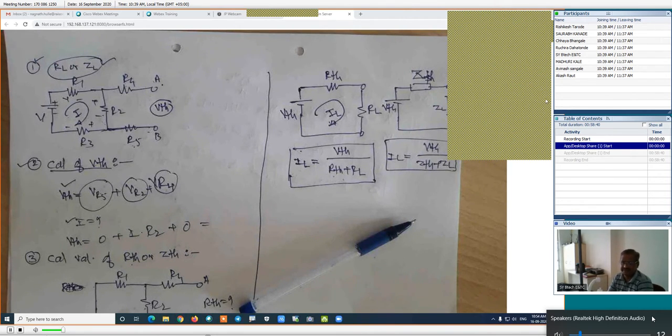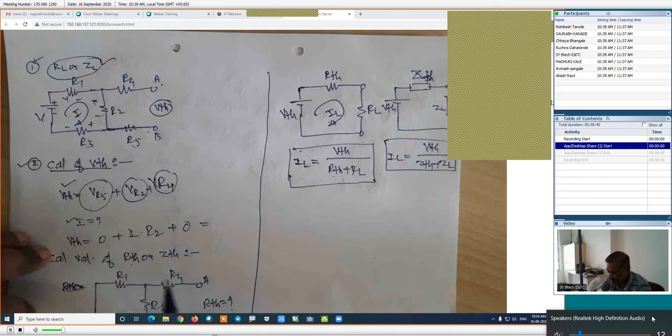Avinash, any difficulty? No, sir. Chaya? Yes, sir. Any difficulty? No, sir. Rishikesh? Yes, sir. Any difficulty in understanding these 4 steps? Yes, sir, I understand all. Okay. Saurabh? Yes, sir. Any difficulty? No, sir. All clear. Yeah. If anyone has any difficulty, please raise your hand. Then I will start the discussion of the explanation part.